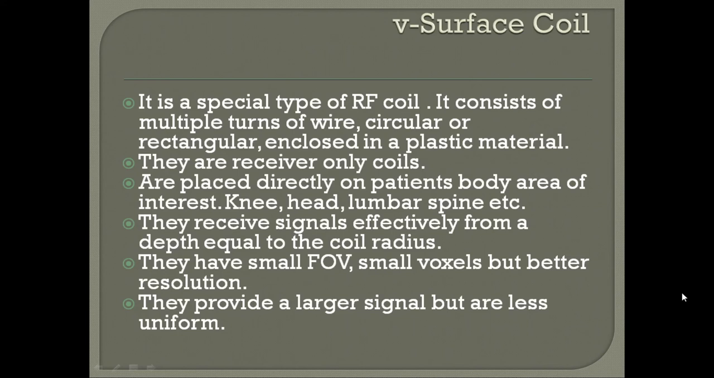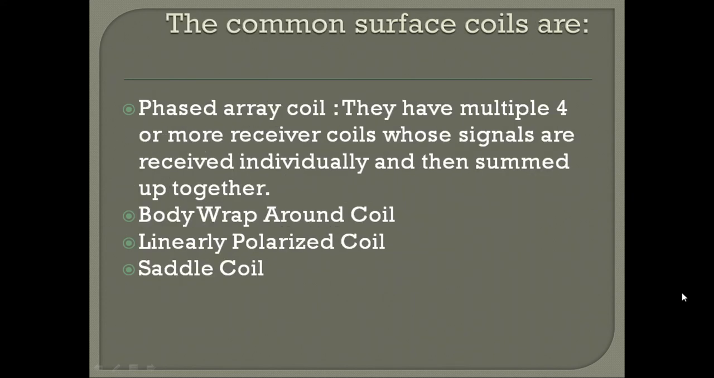They are placed directly on the patient's body area of interest, for example, the knee, the head, the lumbar spine, etc. They receive signals effectively from a depth equal to the coil radius. An important MCQ: they have a very small field of view, a small voxel, but better resolution. Once again, MCQ: they provide a larger signal, but they are less uniform.